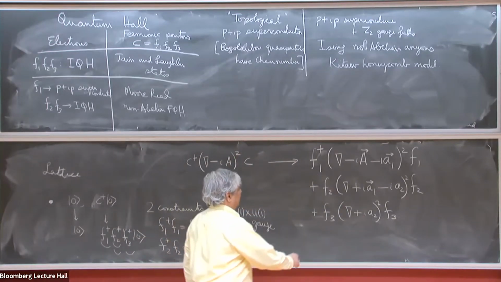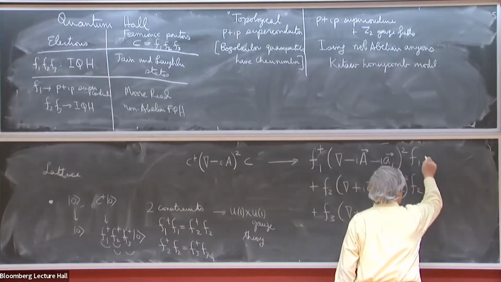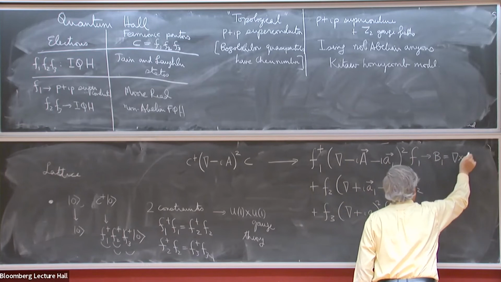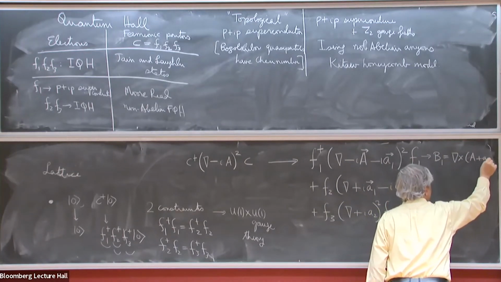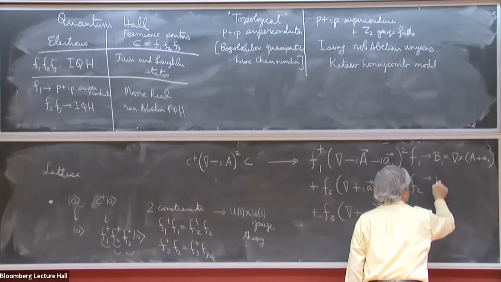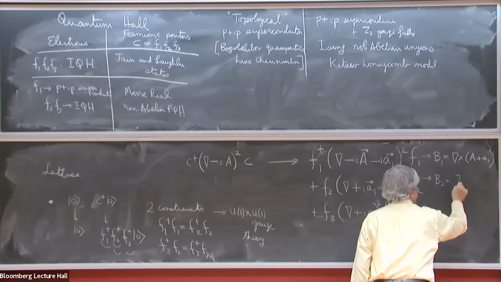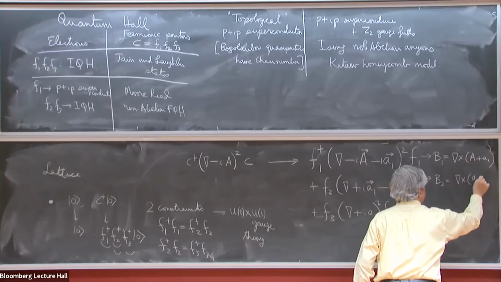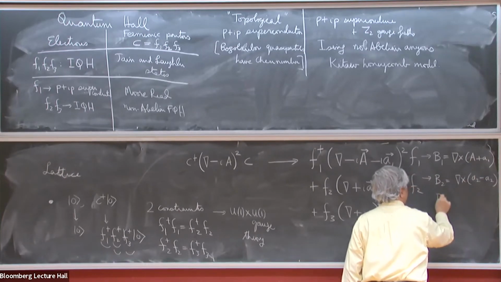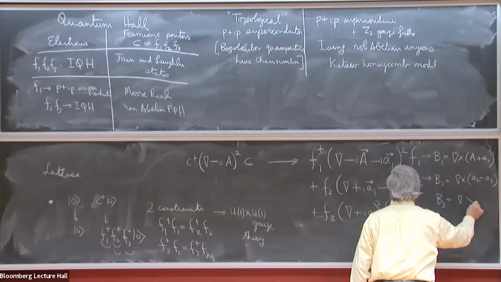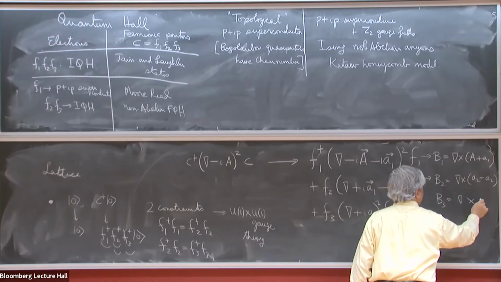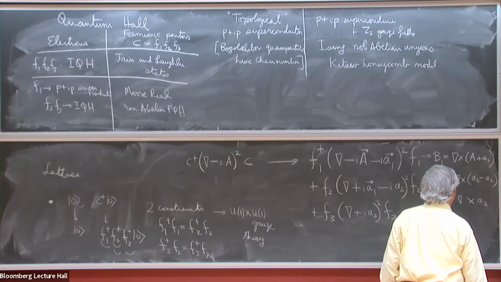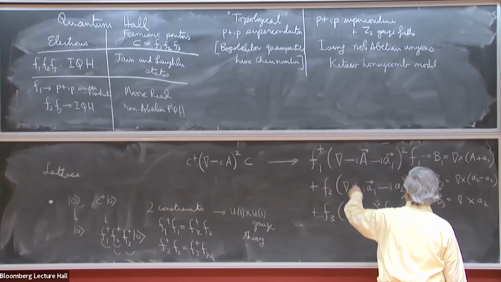All right, so now let me define the field that acts on this particle. I call this B1, which is del cross A plus A1. And B2 is del cross A2 minus A1. And B3 is del cross A2. I hope I have the signs right. Minus sign, so this is minus.